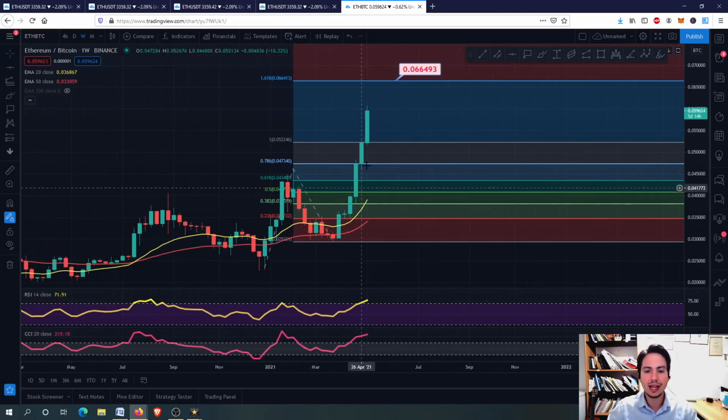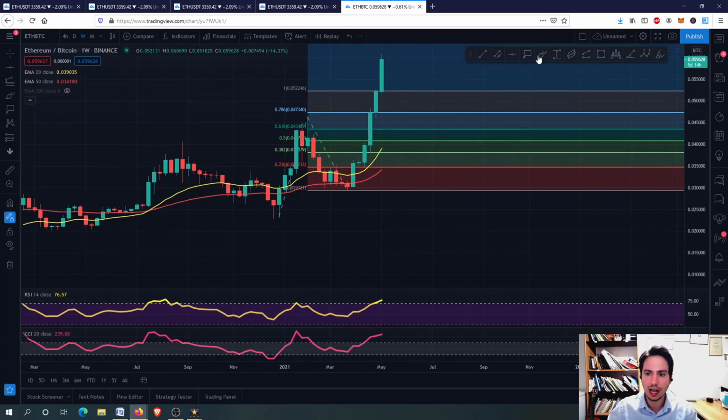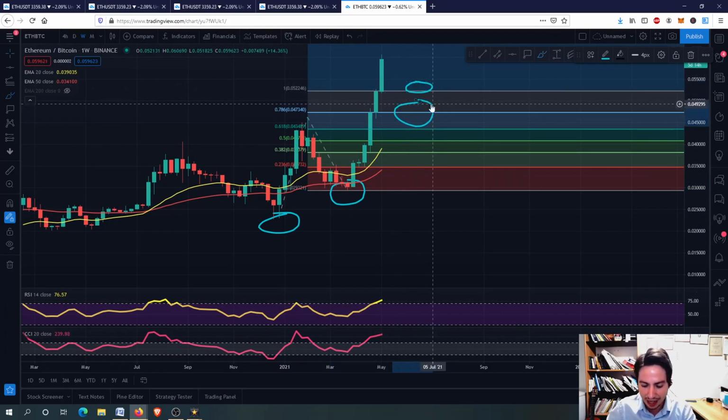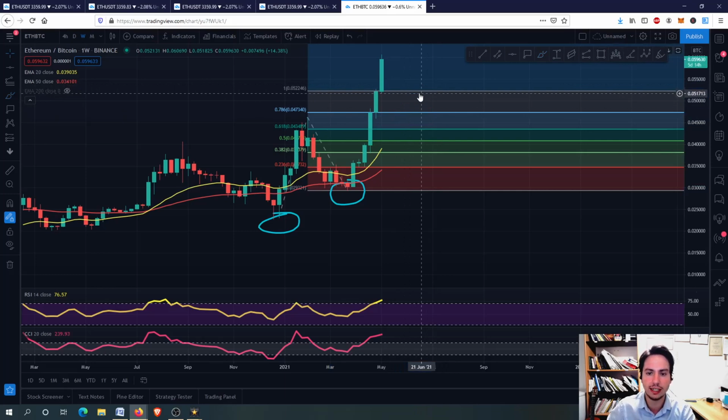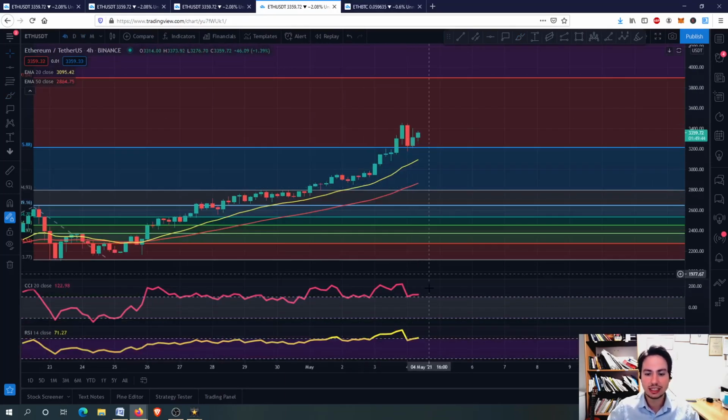Nothing to worry about, nothing to be panicking about, guys. As long as we are making higher lows, we have nothing to be afraid of. For example, our next low might be here or here. We have nothing to be afraid of. Okay, so right now for the long term, it's looking fantastic, but we're having some risk.